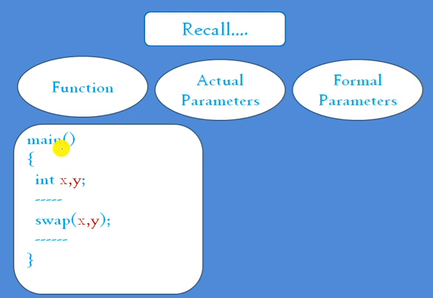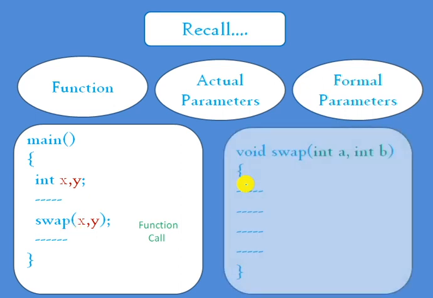Then this program consists of the main and a swap function, but where is the swap function code? That must be specified within the program before writing this function. So this is called the function call of the swap function. You need the function definition of the swap function also. So this is the function definition.